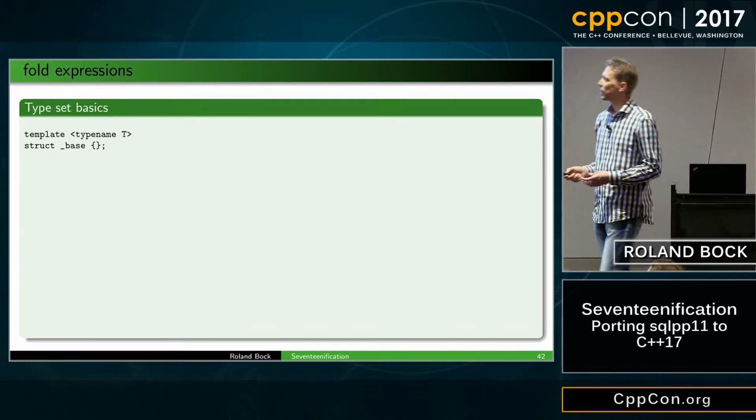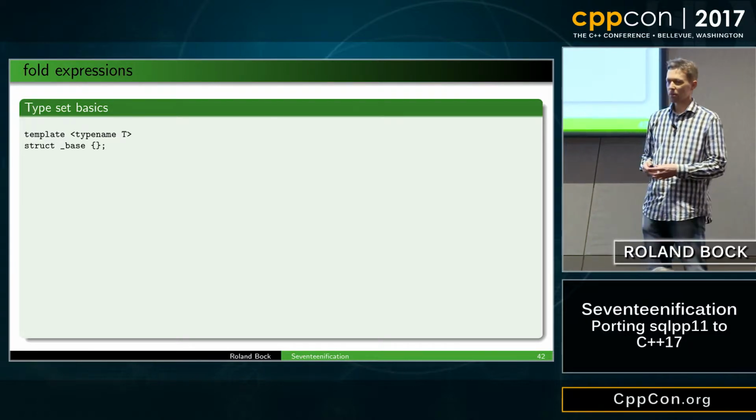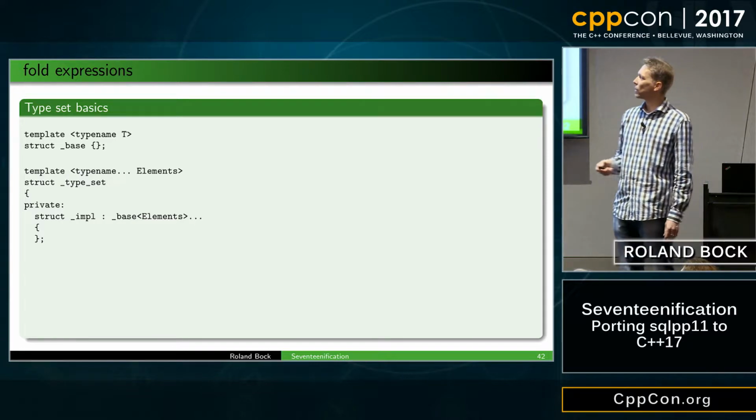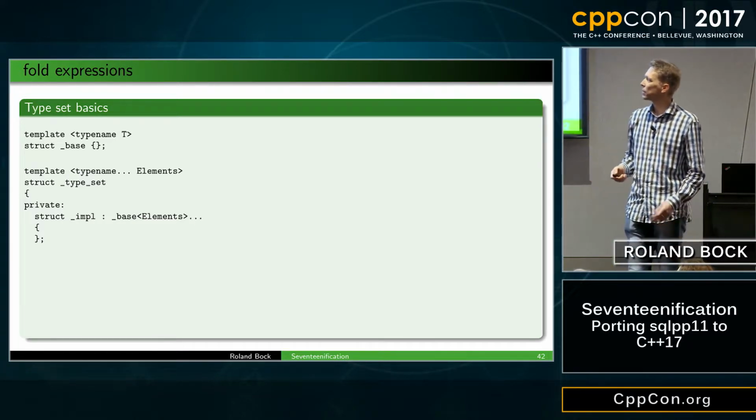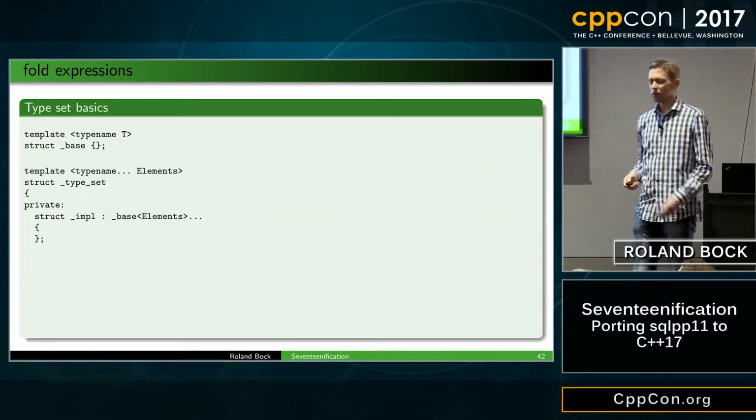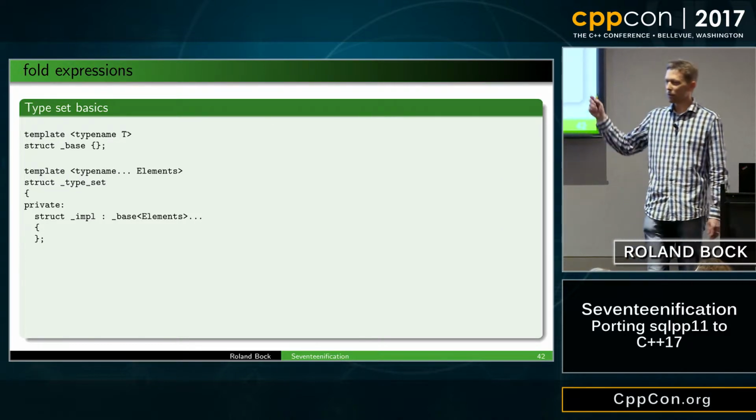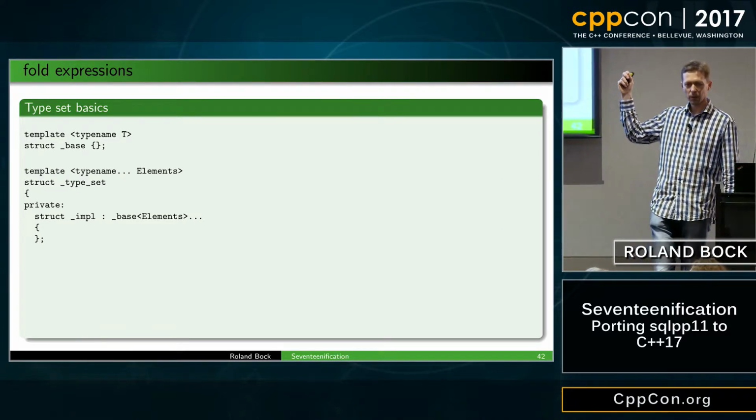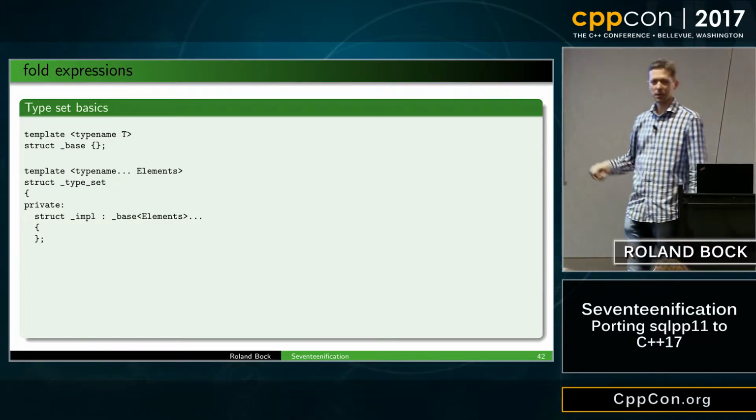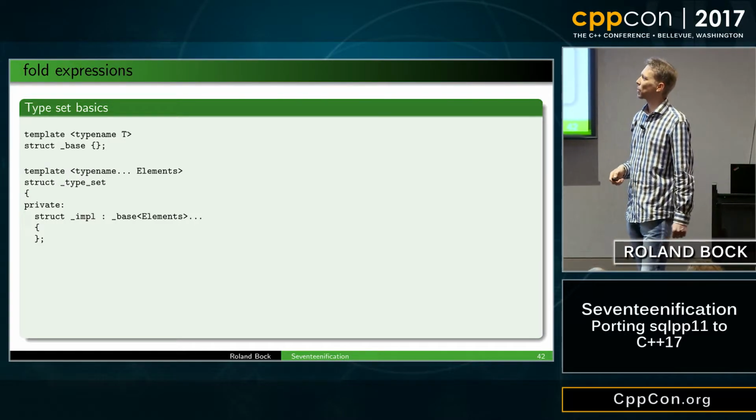So in order to write a typeset, well, we start with something that can be used as a base class, and then we create some typeset structure. It takes a bunch of types, which are hopefully unique. And internally, it has this struct impl that is then inheriting from all these different base classes. Right? This will crash the compiler if you pass in anything that is not unique, by the way. Well, crashes some compilers, I'd say.